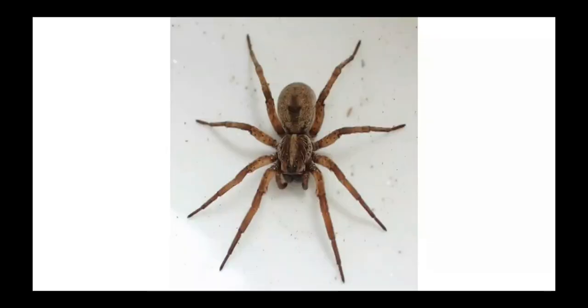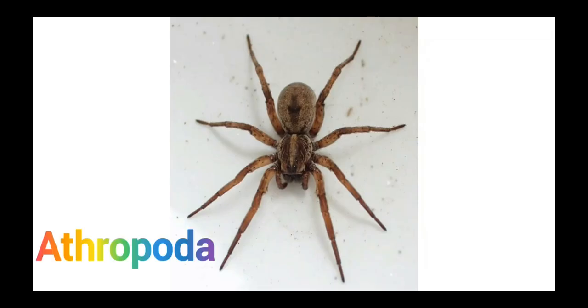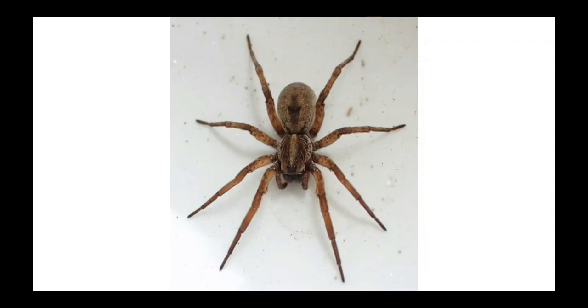Specimen B is a spider. It belongs to the kingdom Animalia, phylum Arthropoda, class Arachnida. The scientific name of specimen B is Araneae. Mode of nutrition of specimen B is parasitic mode of nutrition.